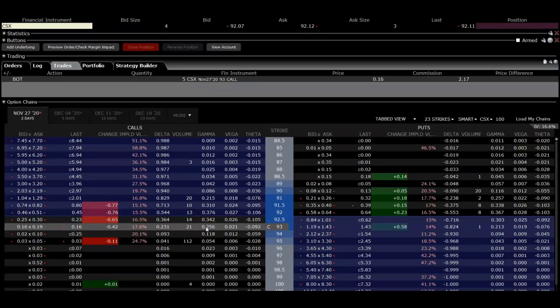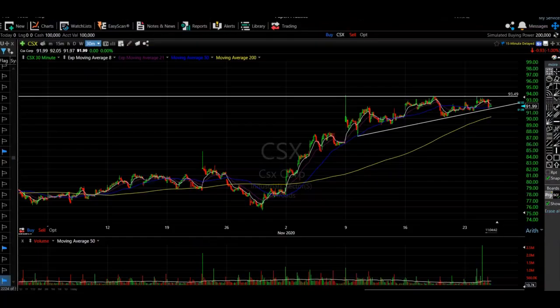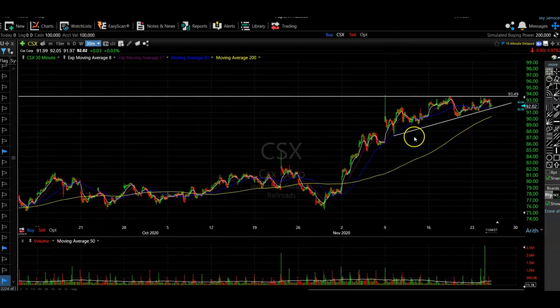What I'm trying to do is just play one of these consolidation breakouts. I want to get one of these moves before they break out so I can get that huge price appreciation on these option contracts. But I am in on this position as of right now, and I will keep you posted later in the week and show you how it works out. But I'm in as we speak.